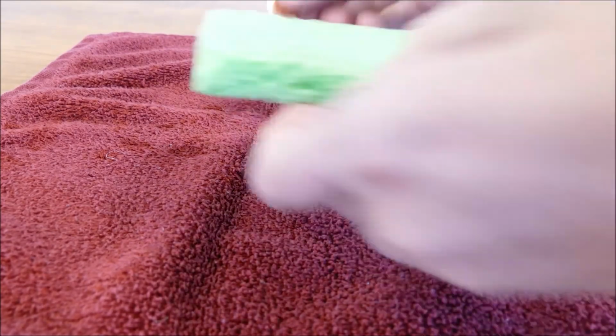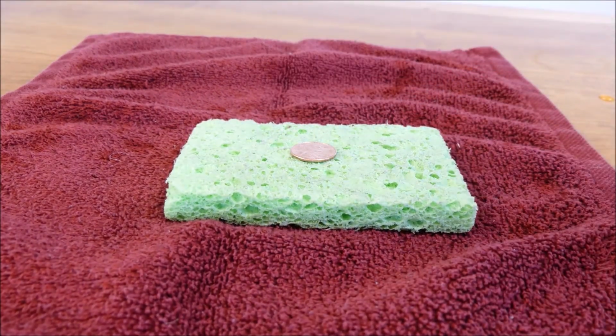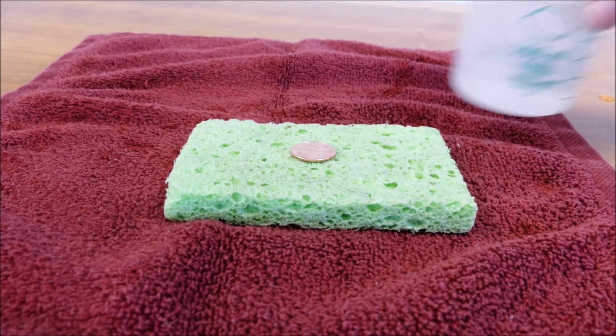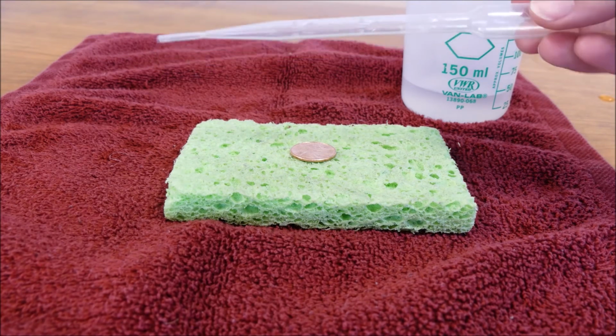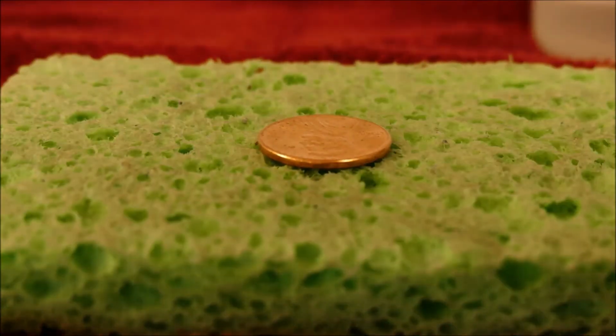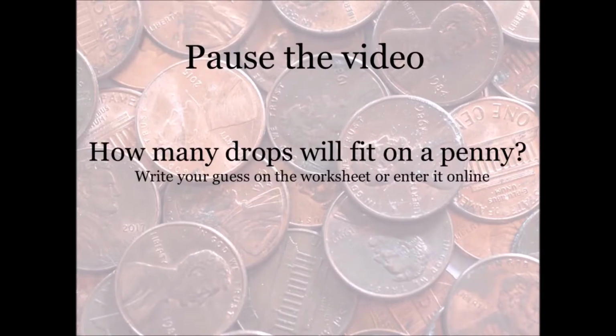I call this next experiment the penny one. Place a sponge on the towel with a penny on top. You will also need a small container of water and an eyedropper or pipette. You can also use a straw instead of the dropper. Now the goal of this experiment is to see how many drops of water will fit on a penny before it spills off the edge. So make a guess before you start.